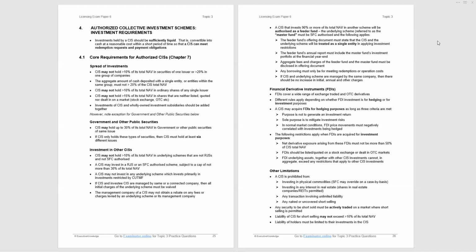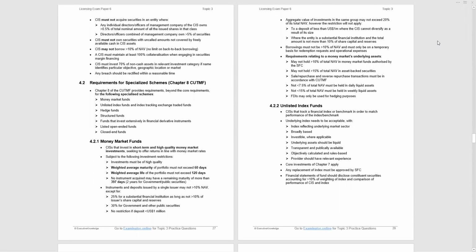That has come up. Liability of a scheme for short selling may not exceed 10% of total net asset value, and liability of holders must be limited to their investments in the scheme. That's fairly standard. Continuing the other limitations, schemes must not acquire securities in an entity where any individual director or officer of the management company of the scheme owns more than 0.5% total nominal amount of all issued shares of that class. And the scheme must not acquire securities in an entity where directors and officers combined of the management company own more than 5% of the securities. So that would be introducing a conflict of interest between directors, officers of the scheme and the companies they're investing in.